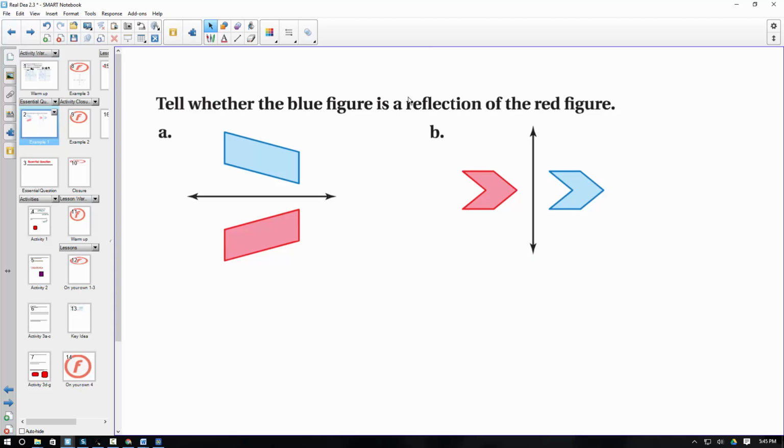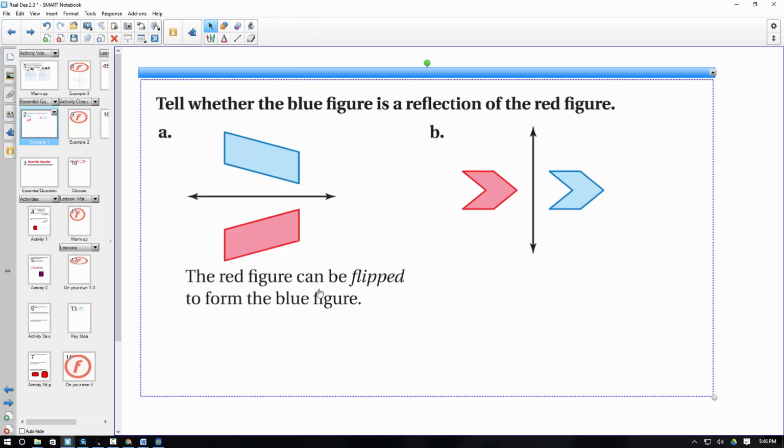It says tell whether the blue figure is a reflection of the red. Well, if I reflect or put a mirror up here, this would absolutely be a reflection. You could tell because this is exactly the same distance from the mirror as this is. So this is a reflection. This one is not a reflection. I know that because if I think about a mirror, everything's kind of flipped around oppositely. So this is going to be this far away, so this point should be over here somewhere, exactly the same distance away. So reflection, no reflection.